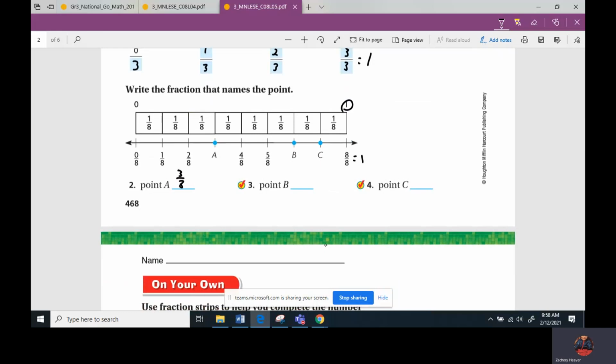Point B is at 6/8. And point C is going to be at 7/8. Simple as that. Just like counting, but you just add the numerator. Counting like you would in kindergarten.